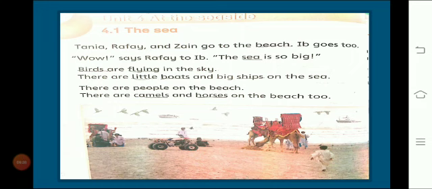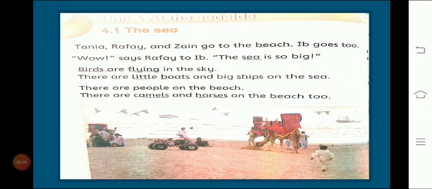Now, look at the picture carefully. We are going to do reading. Unit 4, at the seaside. Before doing reading, what different things can you see in the picture? Which place is this? This is a beach. There are some people, birds, a ship, a boat, camels. So let's start the reading. The sea.